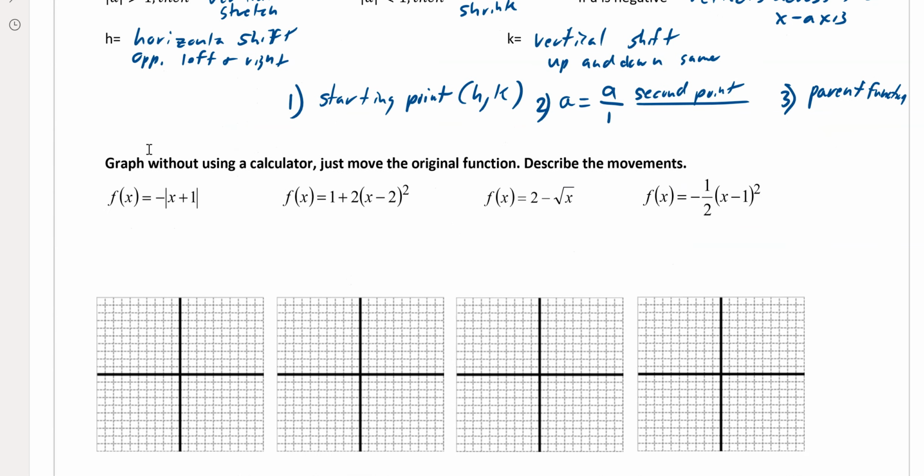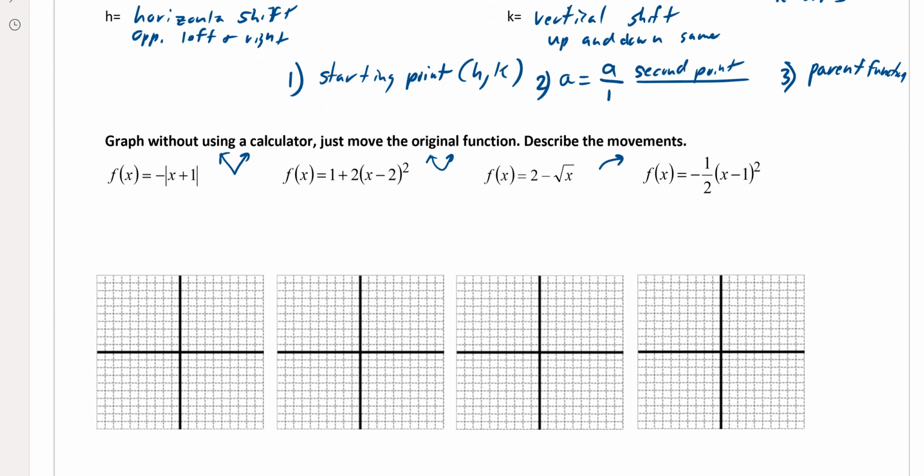So like this one, we already know our parent function here for an absolute value is that V. The square is going to look like a parabola. The square root looks like that. And we just have to graph them. So how it works is we use our vertex. This is -1, comma 0, because there's nothing being added there. And so that is our first point, -1, comma 0. And then our A is -1. So we're going to do -1 over 1 for our second point. So it's down 1 over 1.